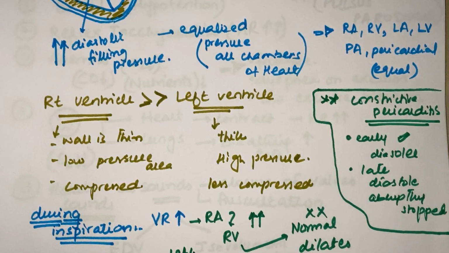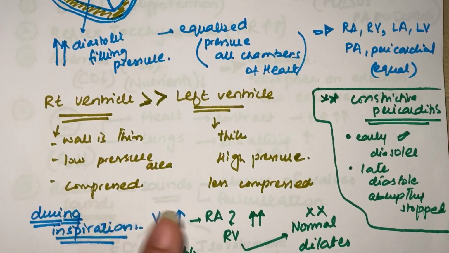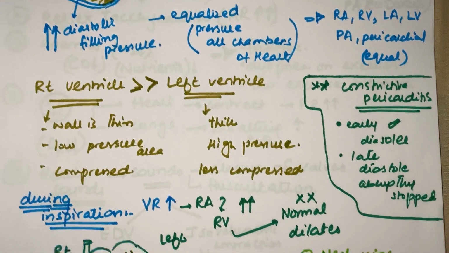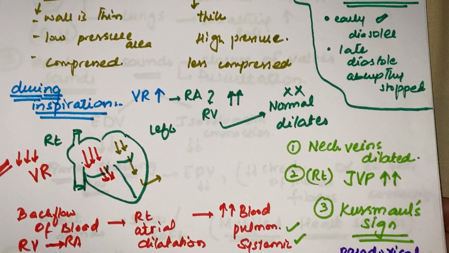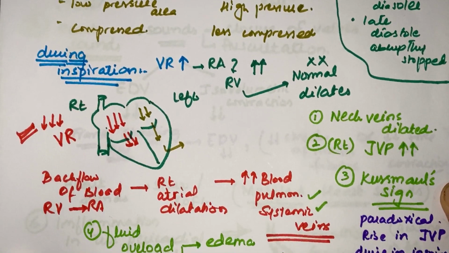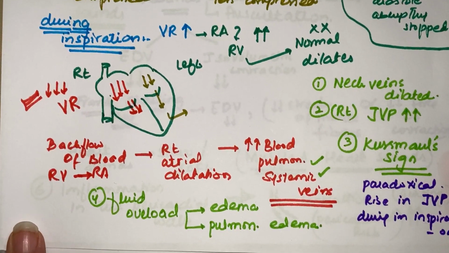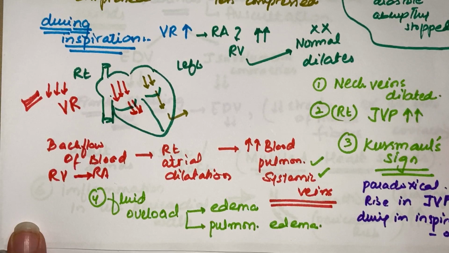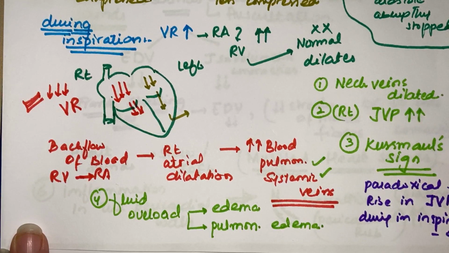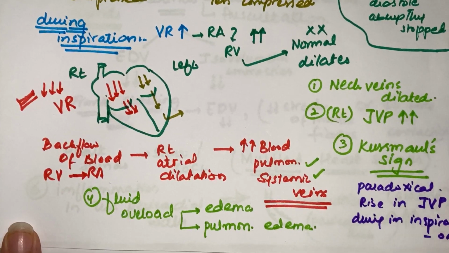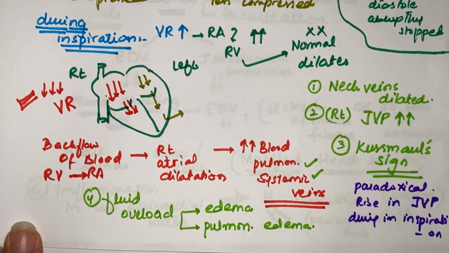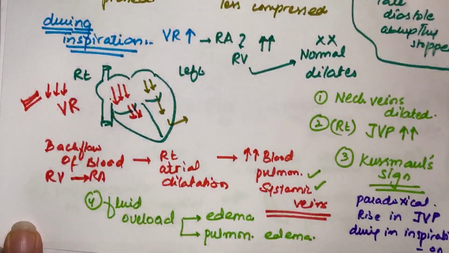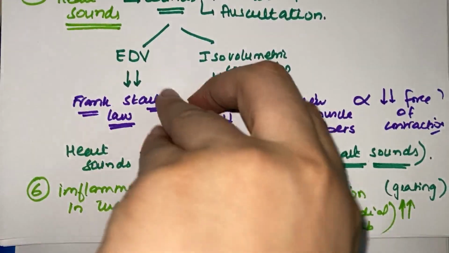So we studied next that the right ventricle is more commonly affected as compared to the left ventricle, and there are two main pathologies. First is reduced venous return, second is decreased cardiac output. Due to reduced venous return, the signs and symptoms that appear are dilated neck veins because of backflow of blood, raised JVP, Kussmaul sign, paradoxical rise in JVP during inspiration, and fluid overload signs that cause pulmonary edema and edema throughout the whole body.